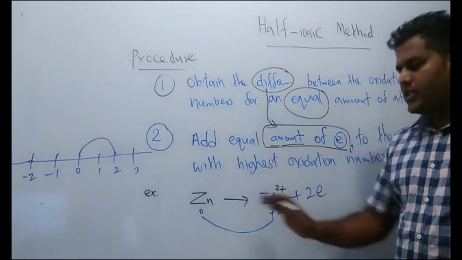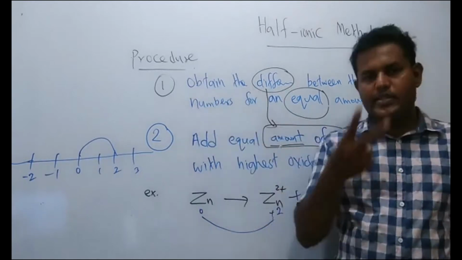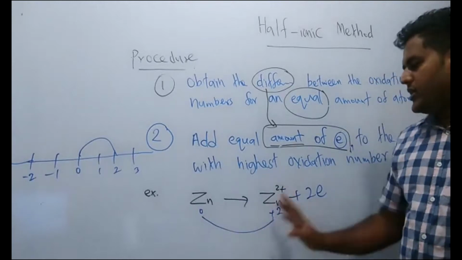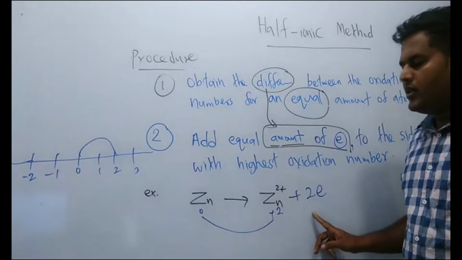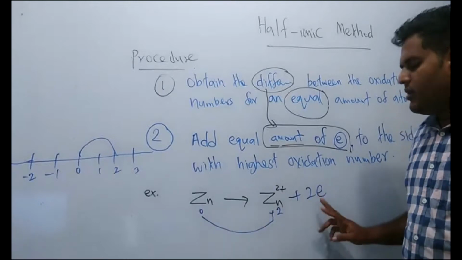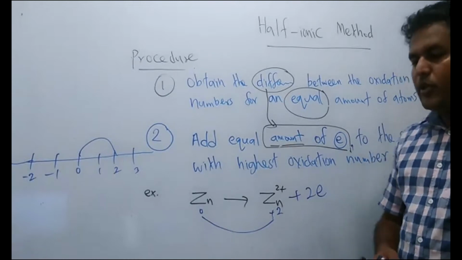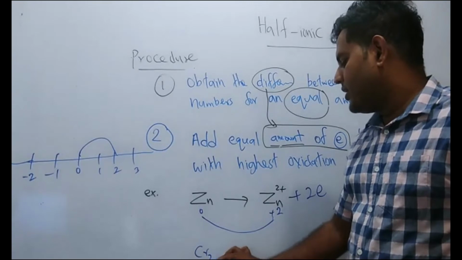This equation is balanced now, but there are more steps when we are balancing a complete ionic equation. For this equation, this is enough. This is what I mean: get the oxidation difference and put an equal amount of electrons. Shall we do another example? I'll do one different example.